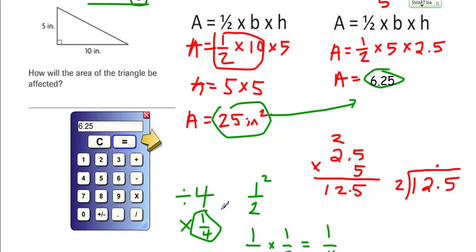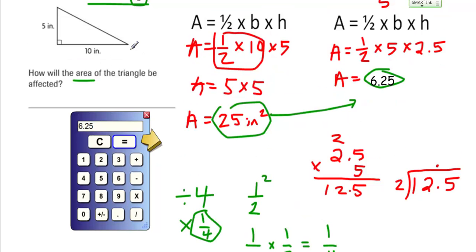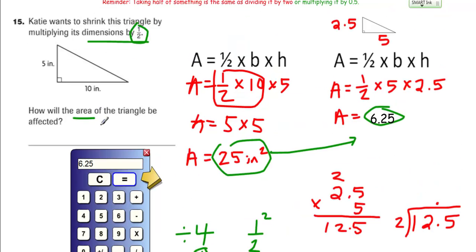So in other words, the answer to this question, how will the area of the triangle be affected? Well, it's 1/4 of the original dimension. And it wasn't even necessary for us to do all this. If we know this shortcut of taking this value and squaring it, then you can just go ahead and do that every time and you'll be correct in your answer. So you're going to say something like the area is 1/4 the size, the smaller one is 1/4 the size of the larger one would be a good answer.